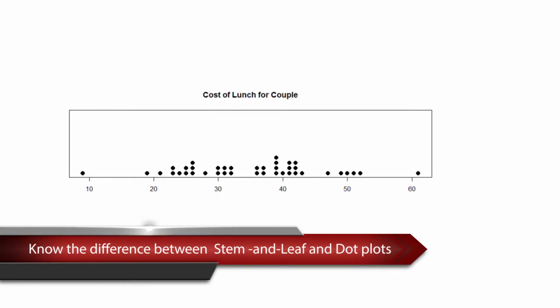So on a test, if I ask for a stem and leaf, I get a dot plot, or I ask for a dot plot and I get a stem and leaf. So be sure you know the difference.